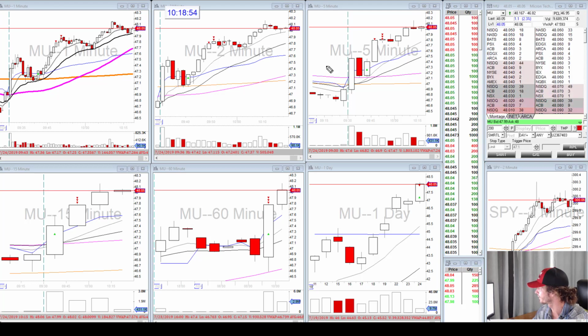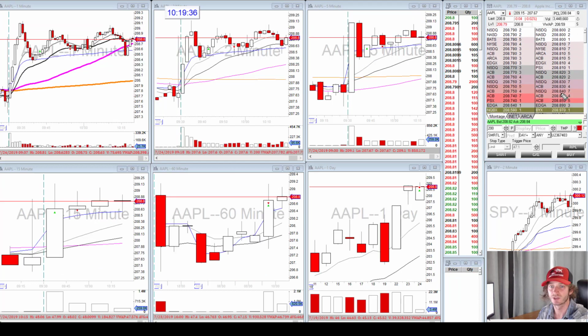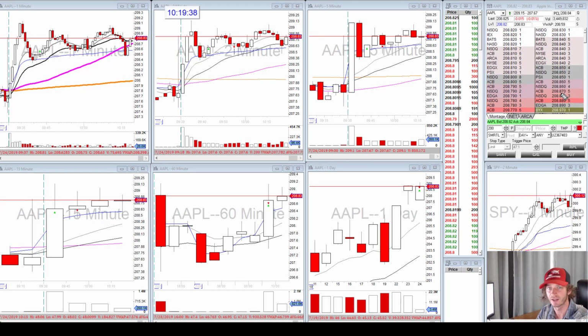Now, what am I feeling on this? Well, it made another leg up, nowhere near testing my break even or a 5-minute low down here or this area of consolidation, so I could have held, but I don't care. I did exactly what I wanted. Okay, now let's try Apple. I'm going to give you 30 seconds now.